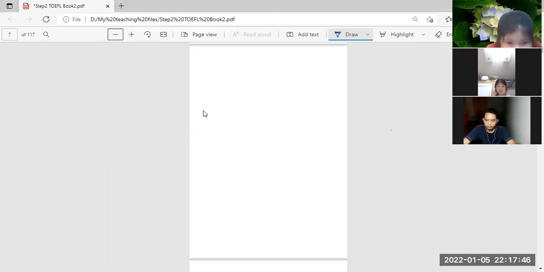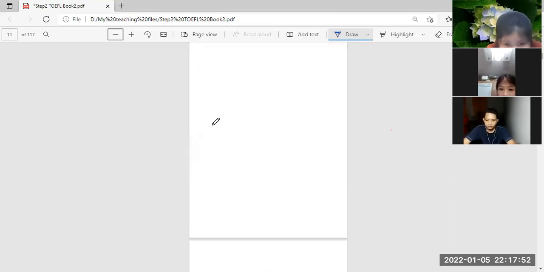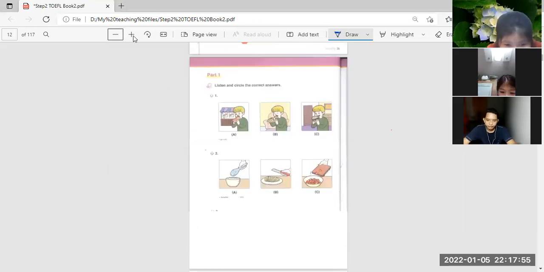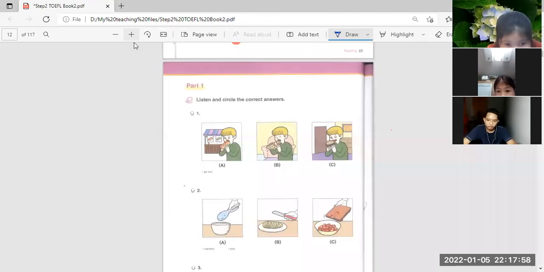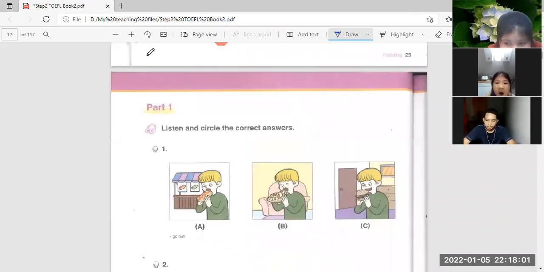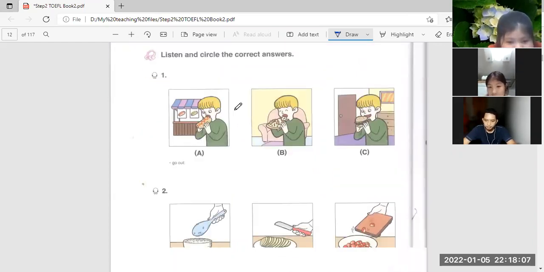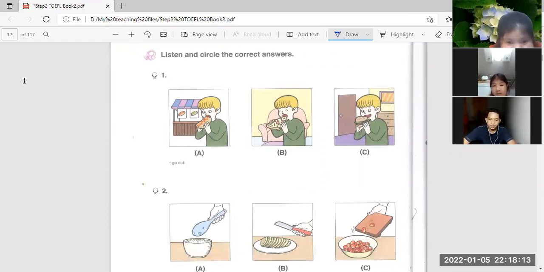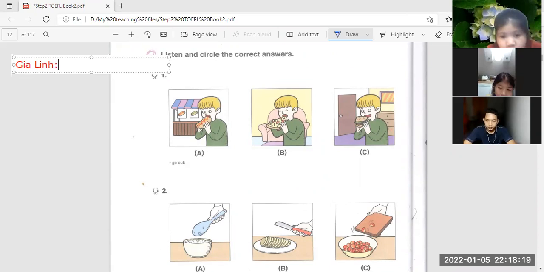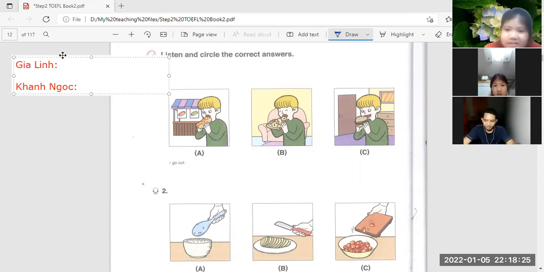So you are going to have a listening also tonight. Okay, let's look at this carefully. We are going to start from part 1. You need to listen and circle the correct answer. If you can answer it correctly, I will give you stars. So we have Yelling and we have Kangak. Are you guys ready? Yes, I'm ready.